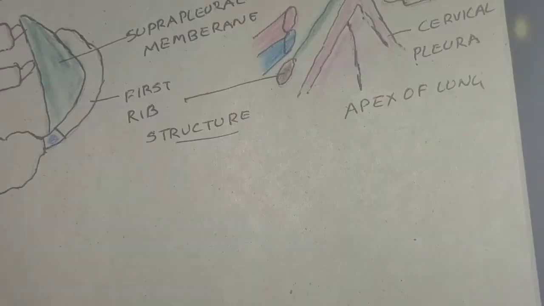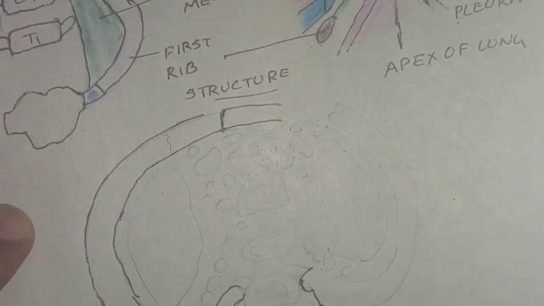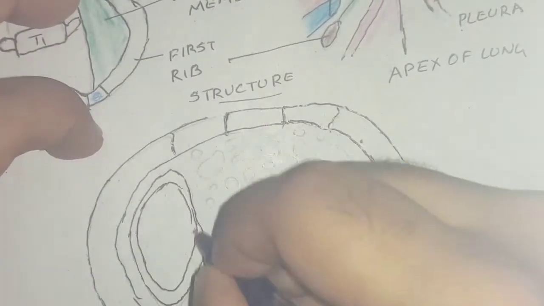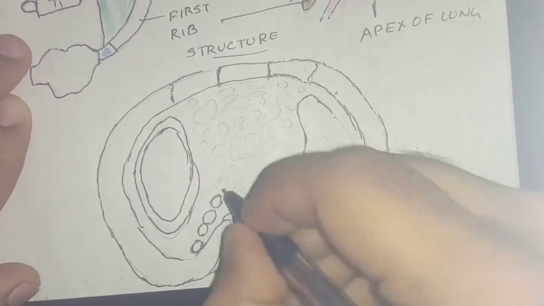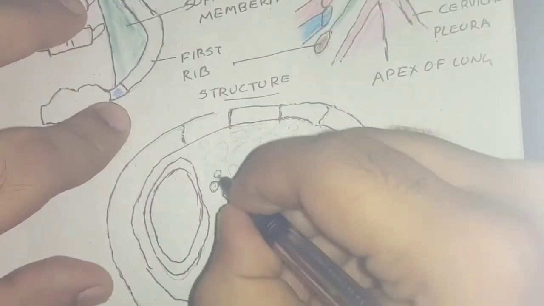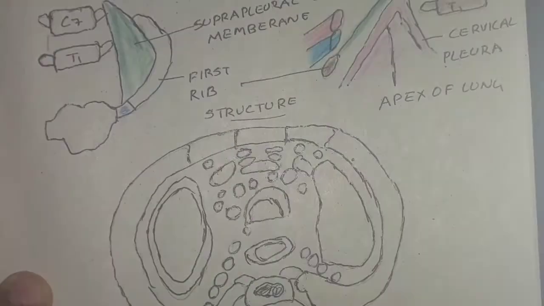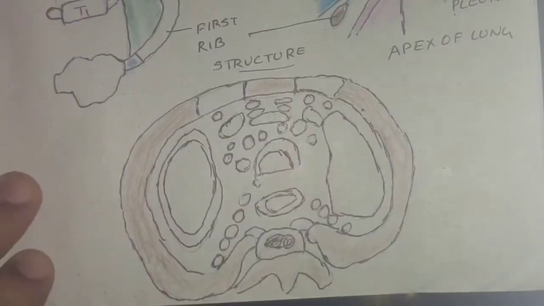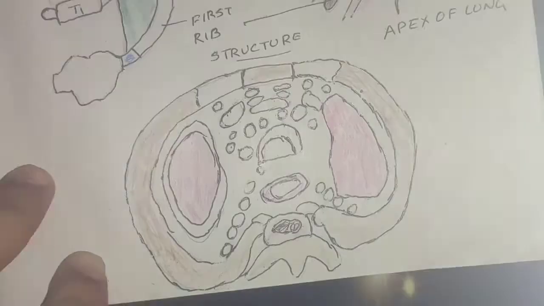Now for the structures passing through the inlet of the thorax. There are viscera, large vessels, small vessels, nerves and muscles. I have given a mnemonic in the last section of this video to help remember all these structures in a very easy way. Now we shall draw the diagram and discuss which structures pass through the inlet of the thorax. So now we shall discuss the first one, that is the viscera.